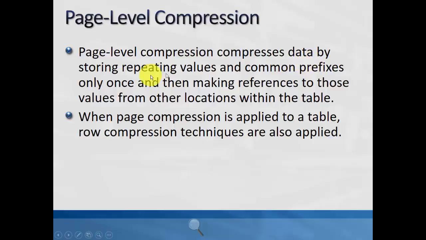Page level compression compresses data by storing repeating values and common prefixes only once, and then making references to those values. So whatever is repeating, it's going to remove that, and that space will be saved, and it will just refer to that character or prefix or value in some other place. When page compression is applied to a table, row compression techniques are also applied.